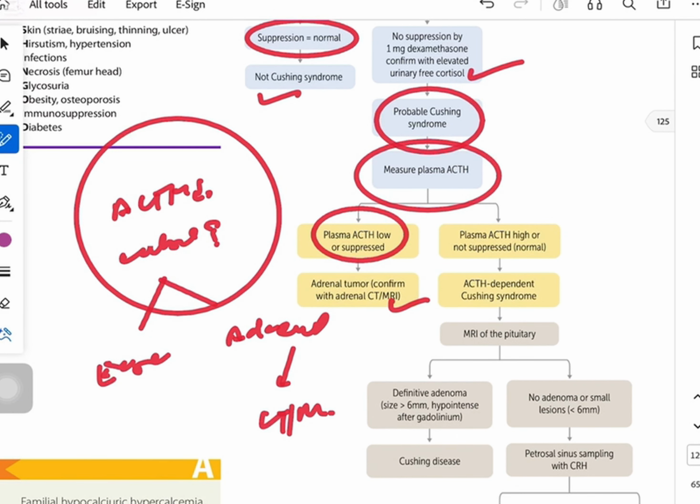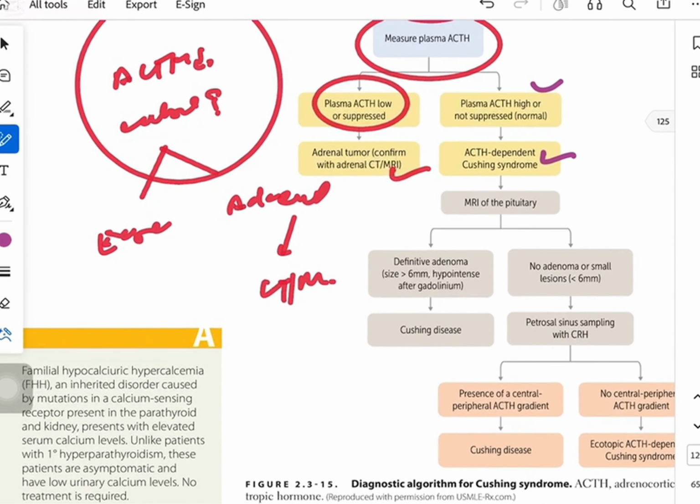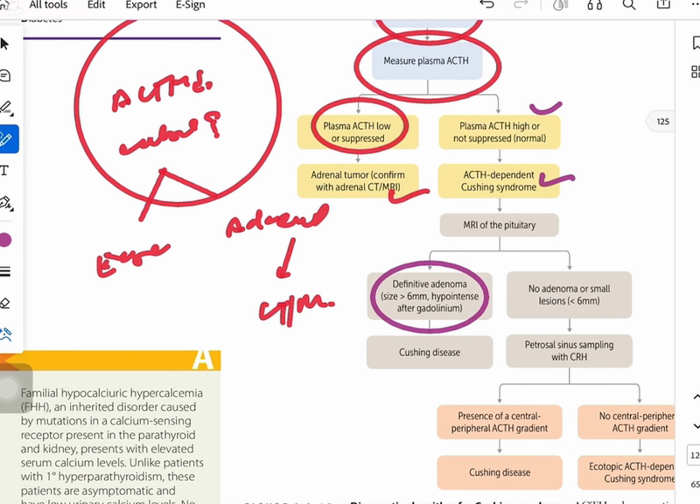Now, if the plasma ACTH level is high or not suppressed, it is ACTH dependent Cushing syndrome. How will we proceed? An MRI of the brain will be performed, and after that if we see there is a tumor in the pituitary gland, we will say this is a pituitary adenoma, a small-sized adenoma. Okay, we will say it is Cushing disease. It is Cushing disease.